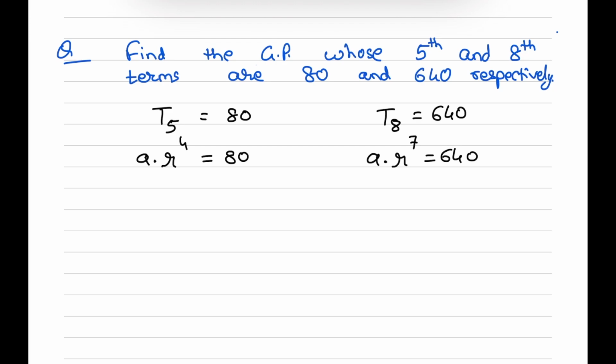Now we have two equations to be solved simultaneously, and this can be solved by dividing the two equations. Since we have both the variables in product form, we divide equation 2 by equation 1.